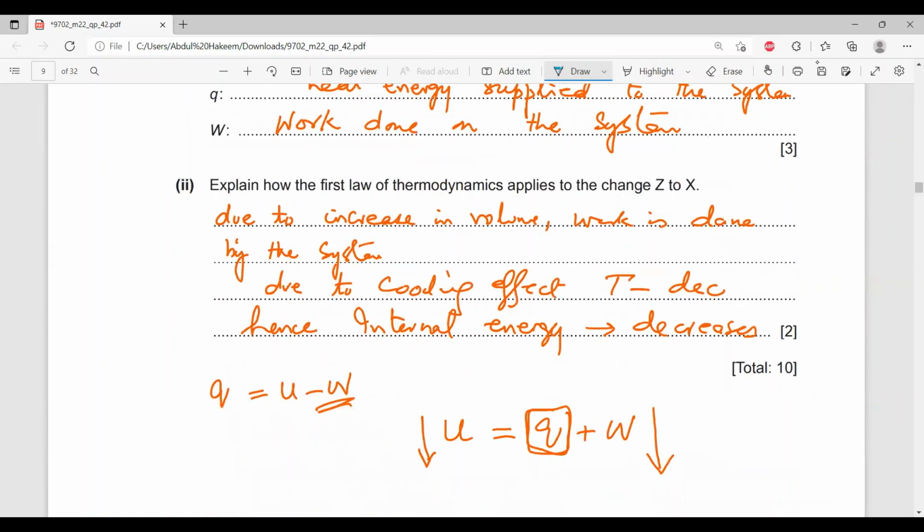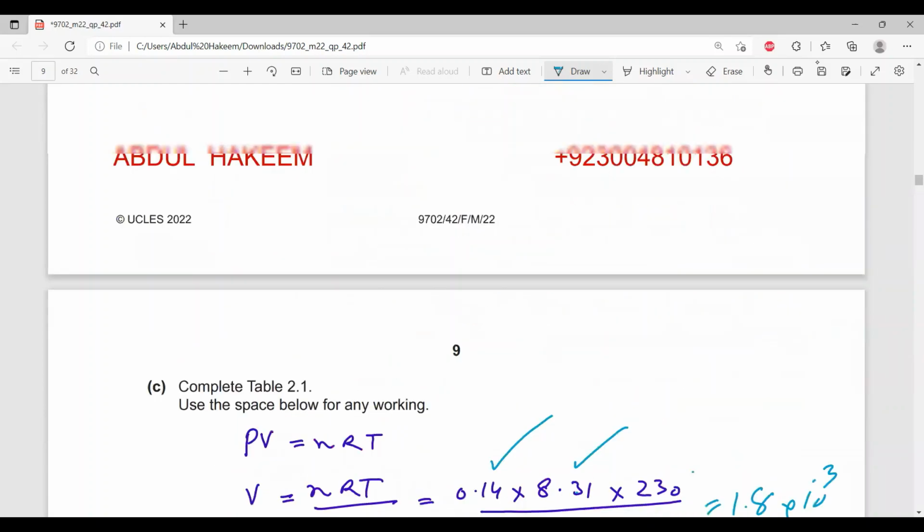Explain how the first law of thermodynamics applies to the change from Z to X. Due to increase in the volume, work is done by the system. I mean, expansion of the gas, and expansion causes work done by the gas. So cooling occurs, due to the cooling effect temperature decreases. Hence, internal energy decreases. So Z to X, look at this.